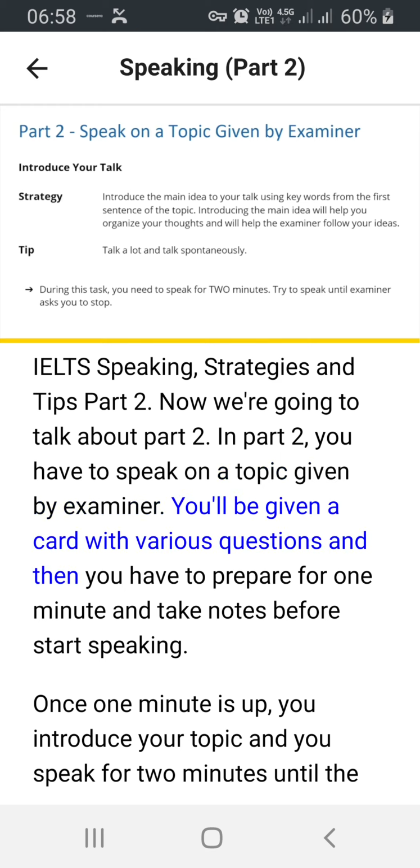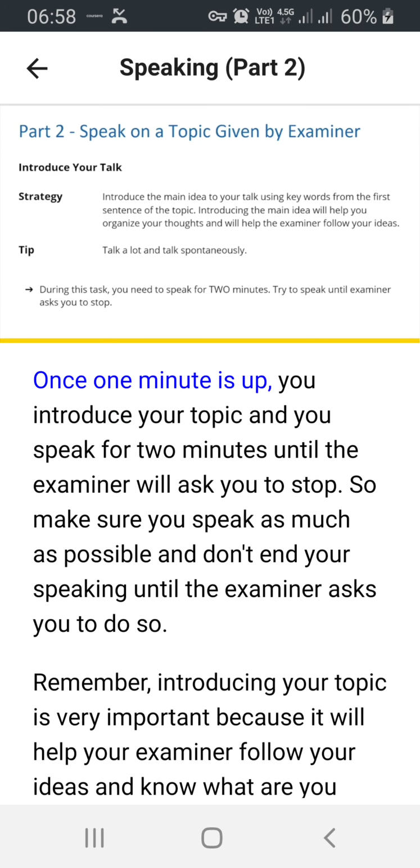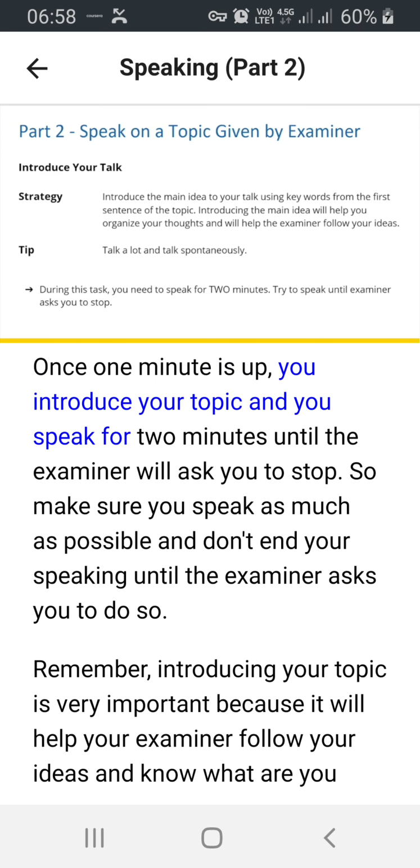You'll be given a card with various questions, and then you have to prepare for 1 minute and take notes before you start speaking. Once 1 minute is up, you'll introduce your topic and you'll speak for 2 minutes until the examiner asks you to stop. So make sure you speak as much as possible and don't end your speaking until the examiner asks you to do so.